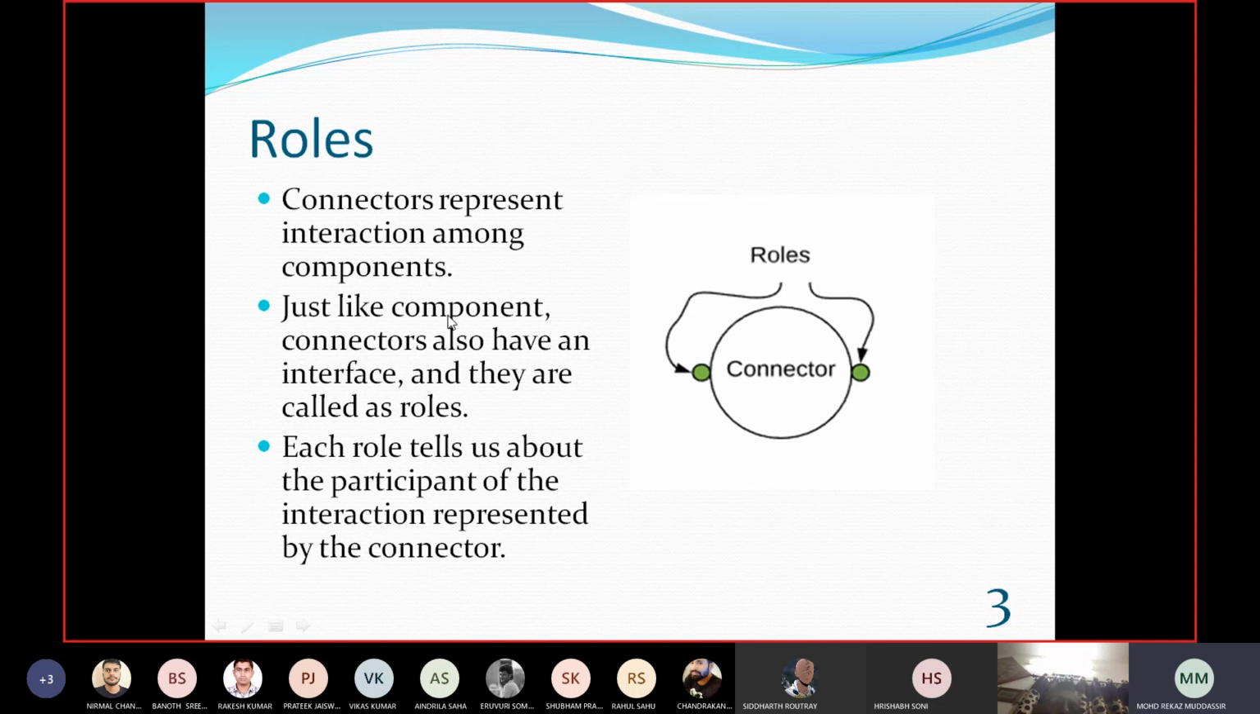Just like components, connectors can also have an interface, and they are called roles. So here I have shown a small example. This is a connector, and it has two roles. Each role tells us about the participant of the interaction represented by the connector. This left side role tells us which component we have connected with this connector, and this right side role tells which other component we have connected with this connector.